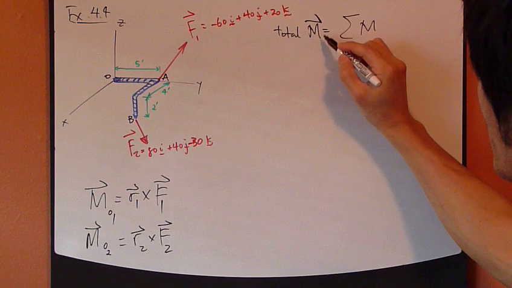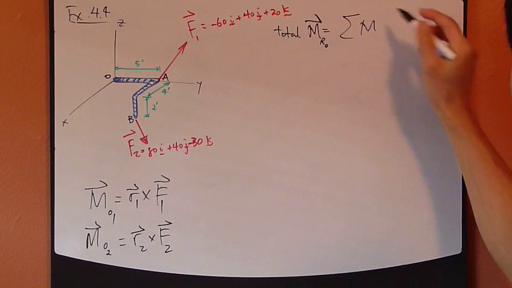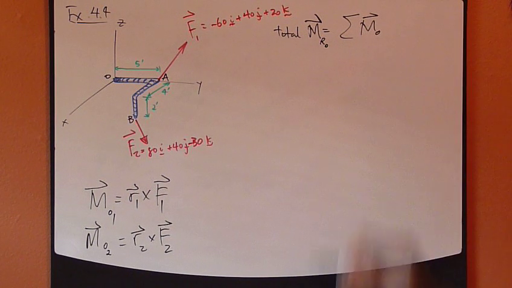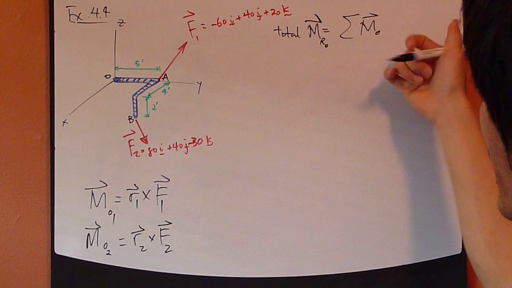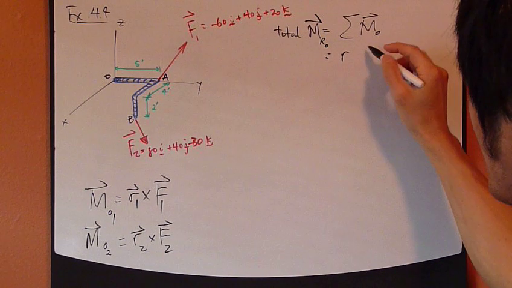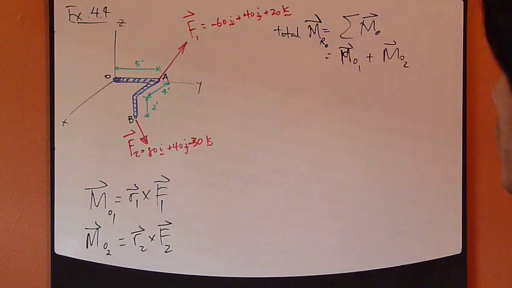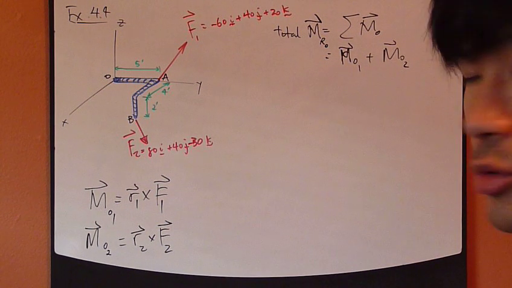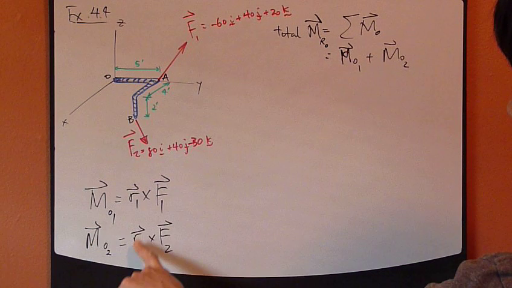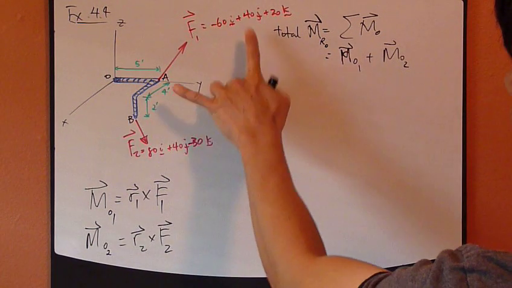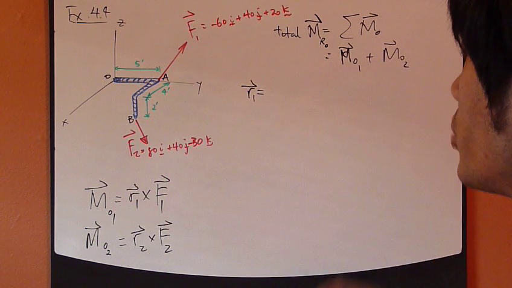Okay? So let's call it the resultant about O. It's simply the sum of all the moments about point O. In this case, we have two terms, right? Which is moment O of 1 plus moment O of 2. Which means that you need to figure out what is R1, what is R2. F1 and F2 are given. So let's write down the expression for R1.